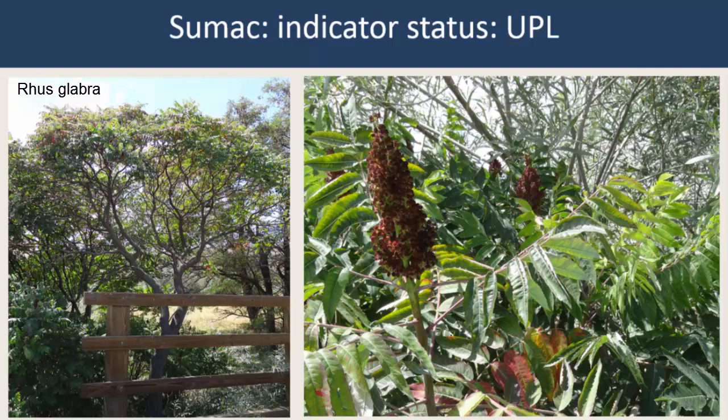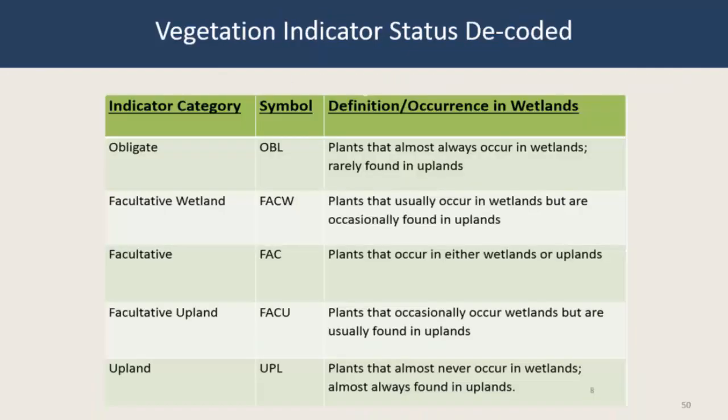However, because other sumacs are listed as having a facultative upland status, it might be worth calling an expert to make sure. We've been talking a lot about the plant status that different plants are assigned. These codes are assigned to each plant by experts, and they are important in doing the math to determine whether or not an area has wetland vegetation or not.